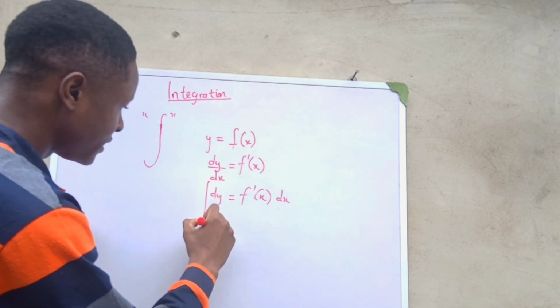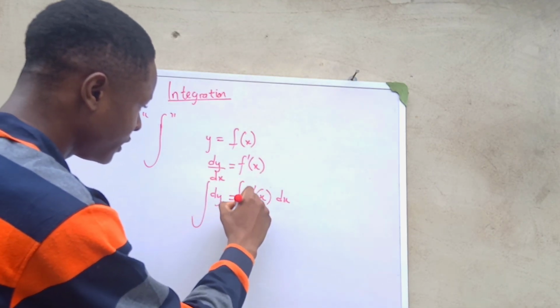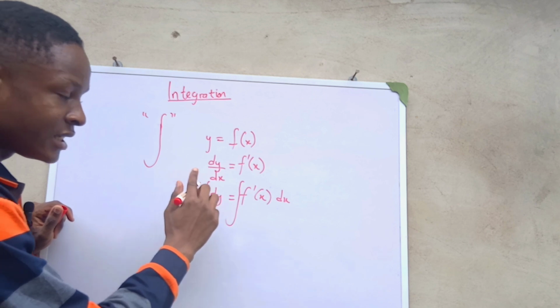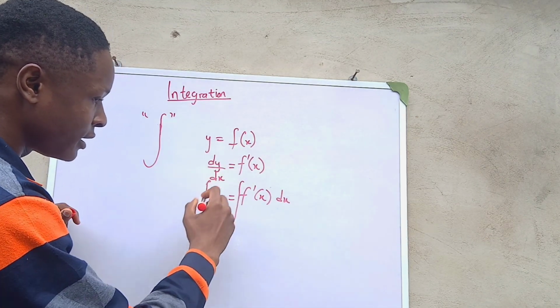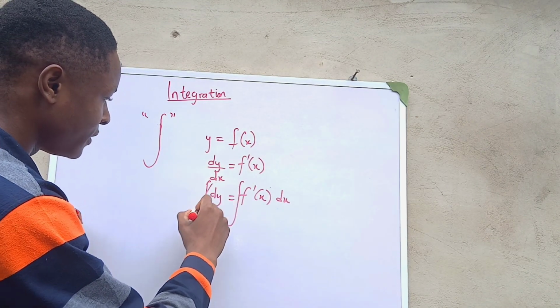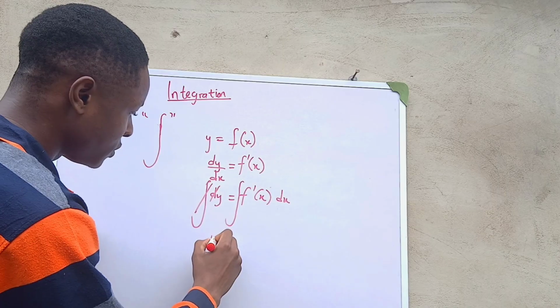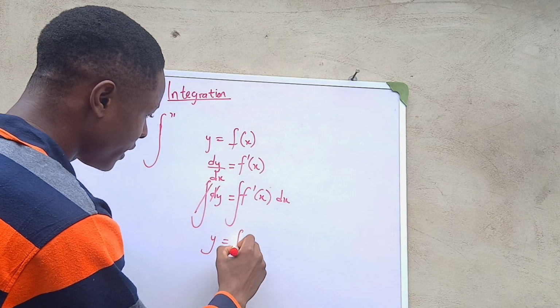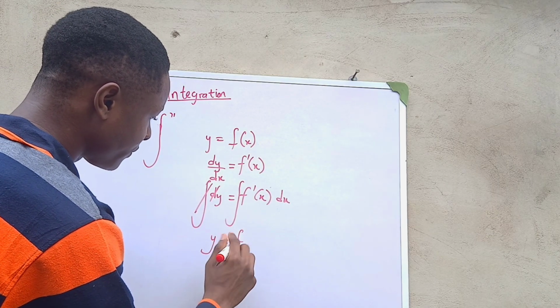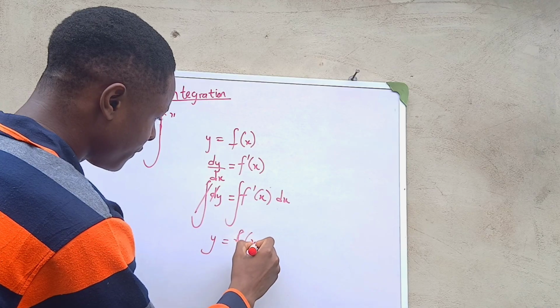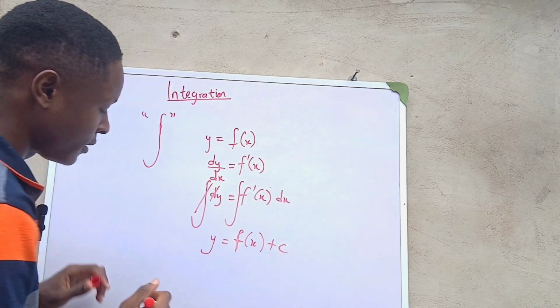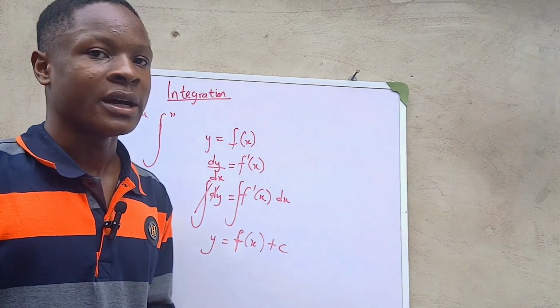So we'll have this integral sign here and here. This integral sign is cancelling out the differentiation sign. So we have this will cancel this. So we'll be left with y is equal to f of x plus c. So that's what we have.